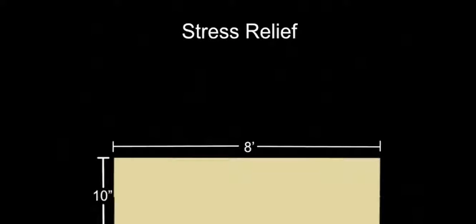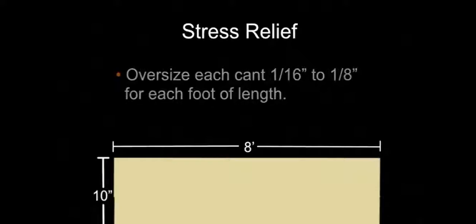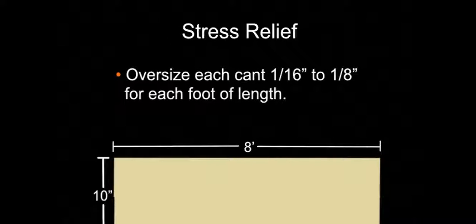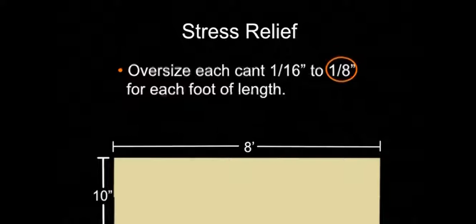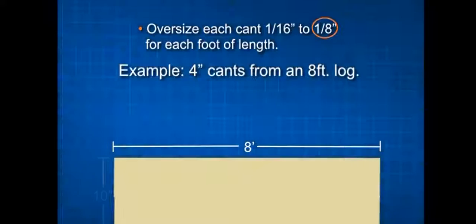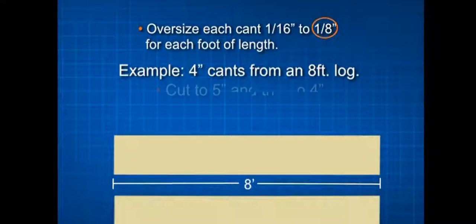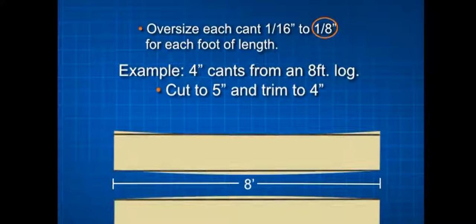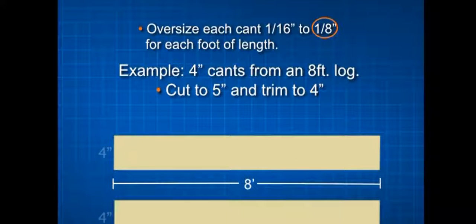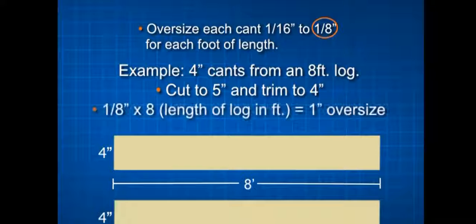And there's a rule that says if you're getting a moderate amount of stress, a 1/16 of an inch per foot of length to an 1/8 of an inch per foot of length, I think in most situations you're going to want that 1/8 inch. So if you're looking for 4-inch cants, you would cut the 5-inch and trim it down, taking a 1/2 inch off each side. 8/8 is an inch, so you're going to be an inch over if you're 8 foot long. Oversizing and trimming down sometimes may be the only way.